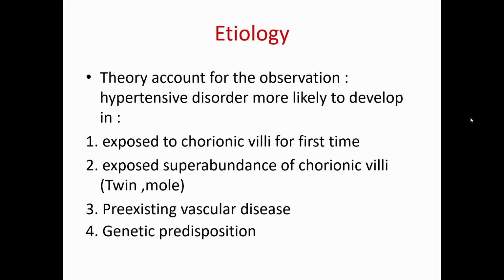So, why exactly does hypertension occur? It is entirely related to the chorionic villus. That means those ladies who are exposed to chorionic villi for the first time, or those who had a superabundance of chorionic villi, as in case of twins and molar pregnancy, are prone to have a hypertensive disorder, or a lady who has a pre-existing vascular disease, and at times certain genetic predisposition has been postulated.